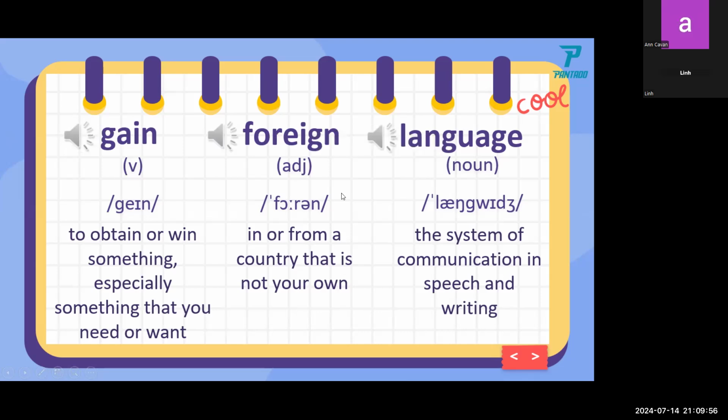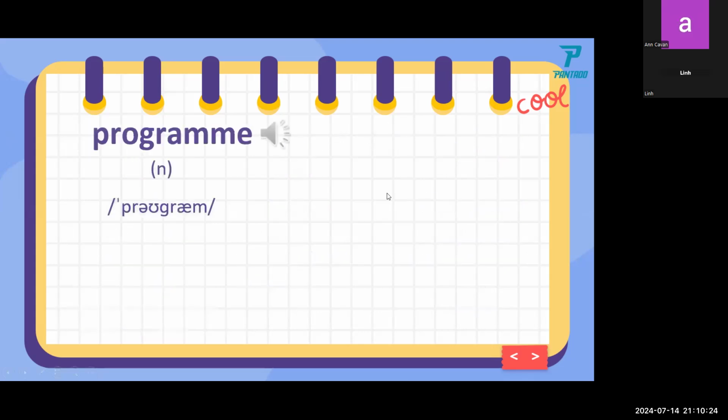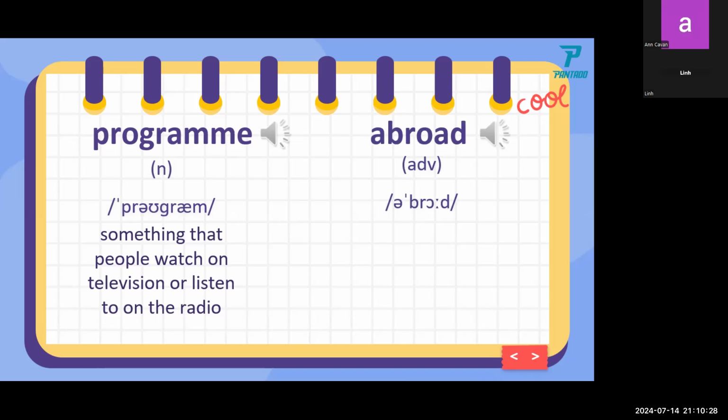Okay, so gain, gain, foreign, foreign, and language. Gain means to obtain or win. Language: something that people watch on television or listen to on the radio. Abroad means in or to a foreign country.